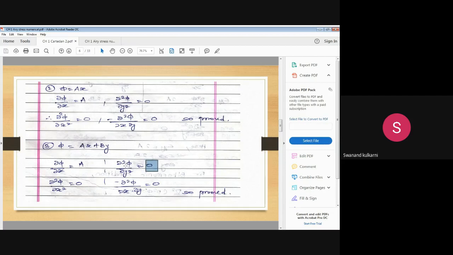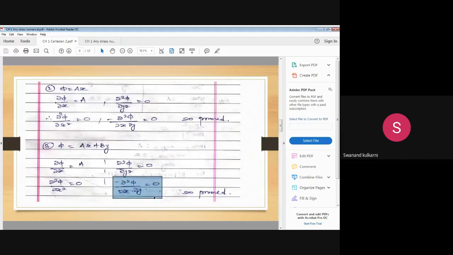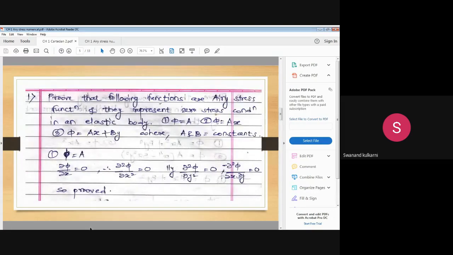This term, sigma xx, is equal to 0. This term, sigma yy, is equal to 0, and this term, sigma xy, is equal to 0. Is it okay? So this is a very simple type of example.